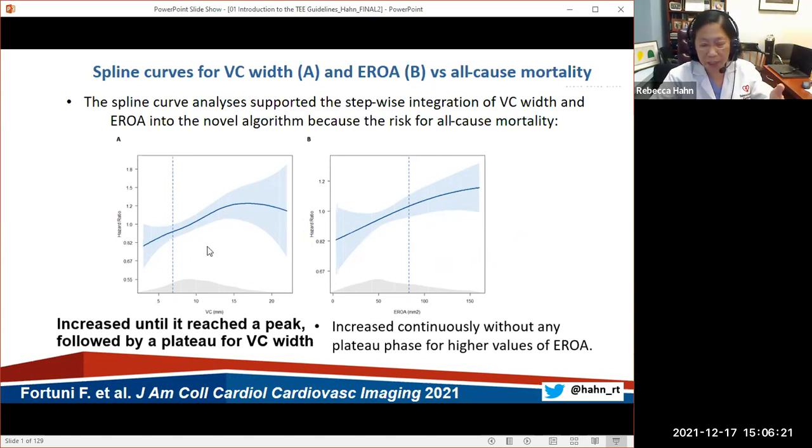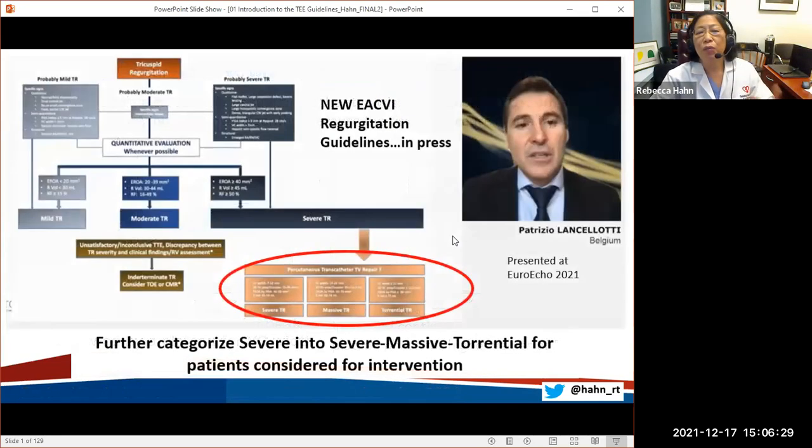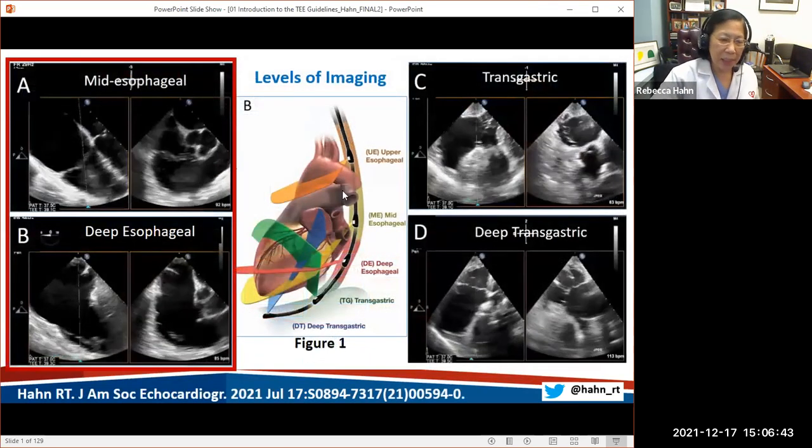Beyond a certain vena contracta width, you're not going to get additional information as far as mortality, but PISA is continuous. And so that's why we do believe indeed that there are increasing grades of severity, and it did make it into the new EACVI regurgitation guidelines that are currently in press. This was presented at EuroEcho just a couple weeks ago. So now let's get into the guidelines.